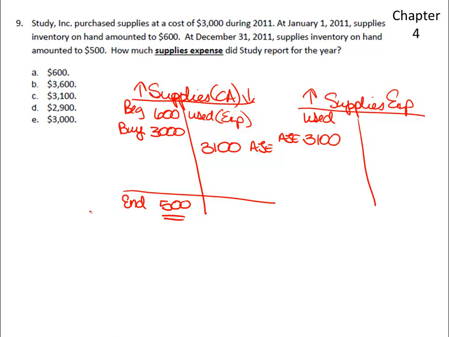And I do. So, the question, how much supplies expense did Study report during the year? The supplies expense was C, $3,100. The ending balance is $500. And so supplies expense has a balance of $3,100. So, hope that helped with adjusting entries for supplies, or how we move assets when they're used or consumed into expense accounts.